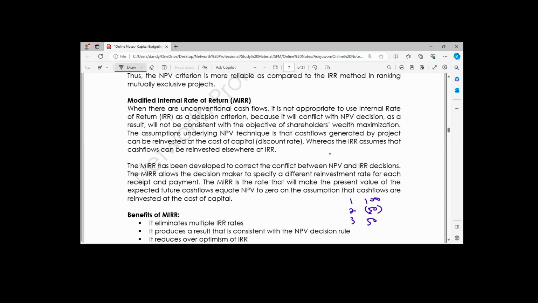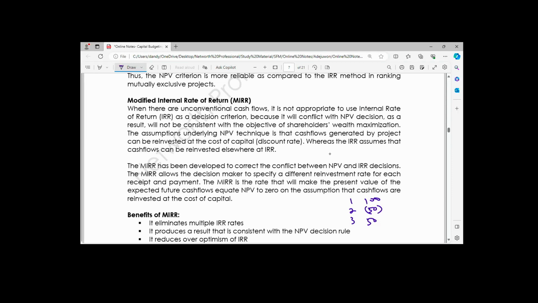Generally, the assumption behind NPV is that the cash flow to be generated by the projects will be reinvested at the company cost of capital. I repeat, the assumption behind NPV is that cash flow generated by the project will be reinvested at the company cost of capital. But internal rate of return suggests that cash flow to be generated by the project should be reinvested at the internal rate of return.